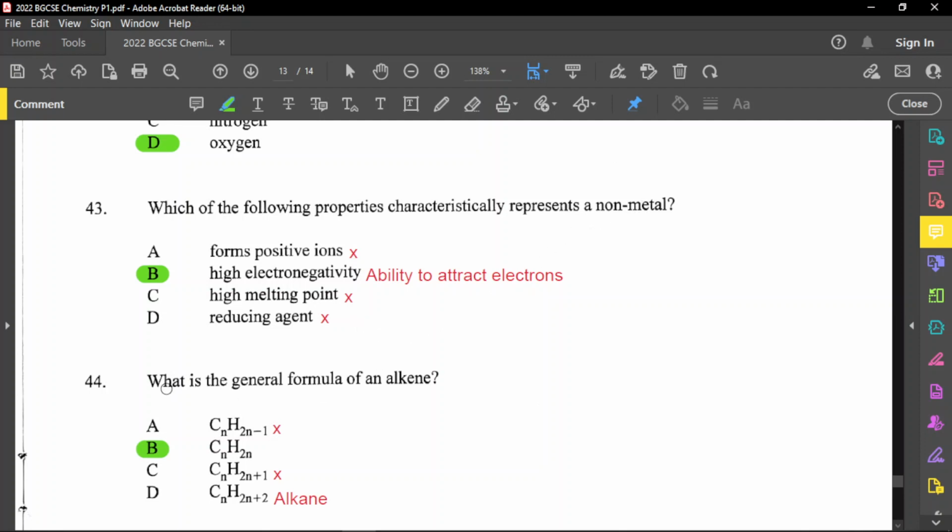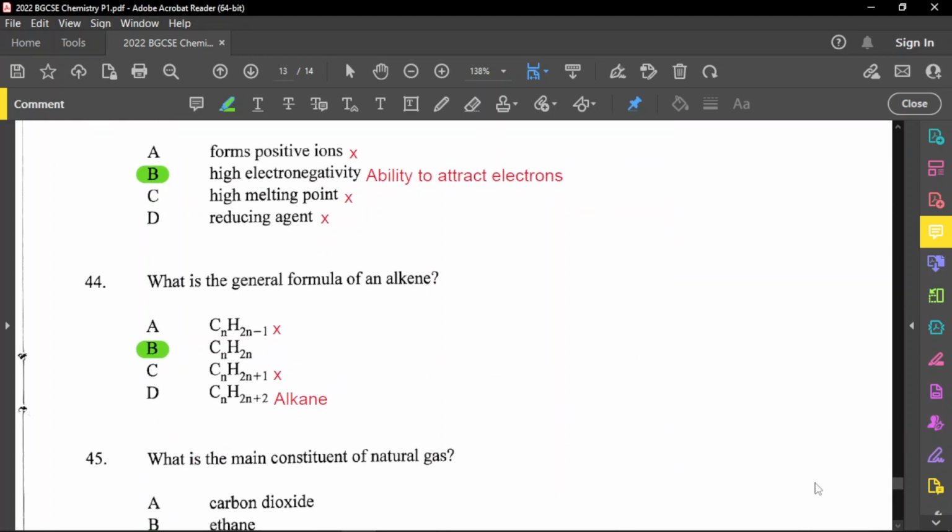Now 44 asks: what is the general formula of an alkene? You need to know what alkene, alkane, and alkyne are. CnH2n minus 1 is not a formula for anything. CnH2n, yes, that's for alkene.